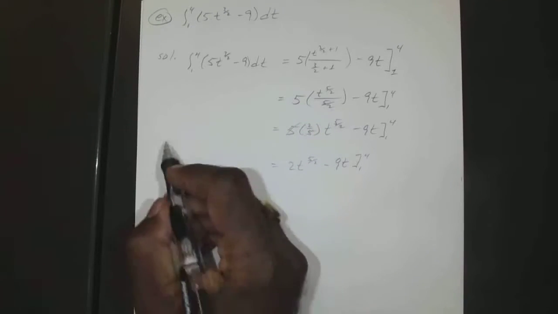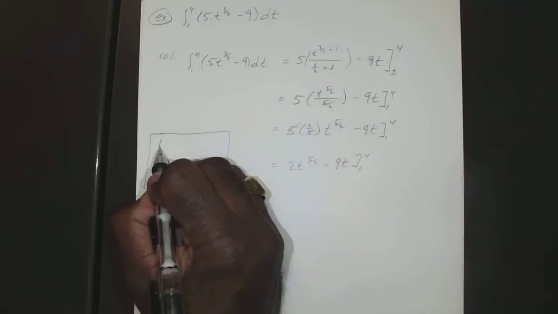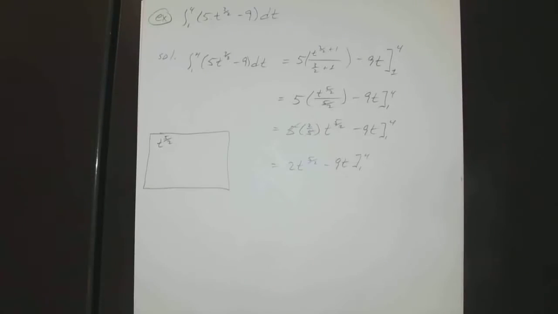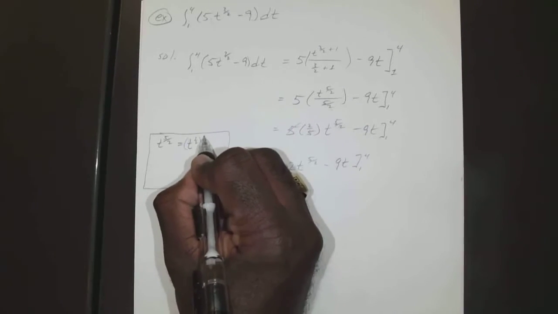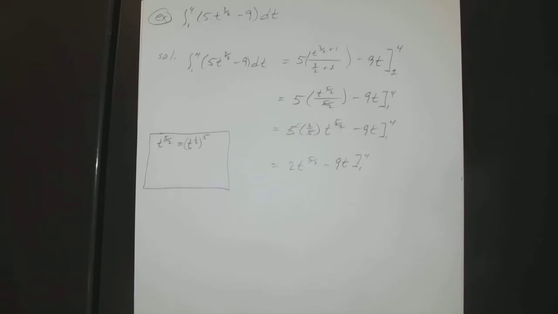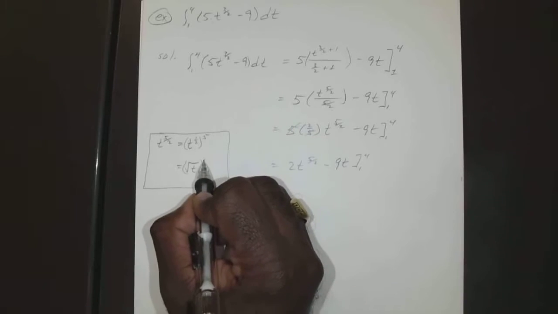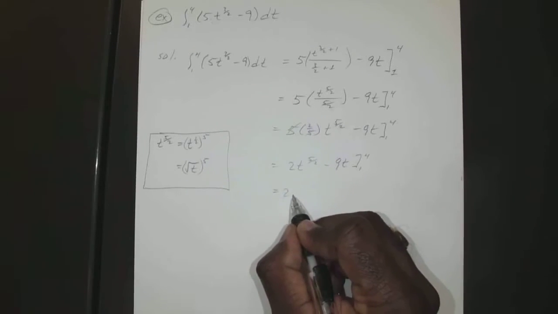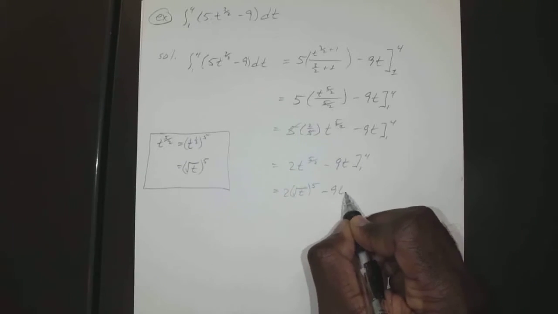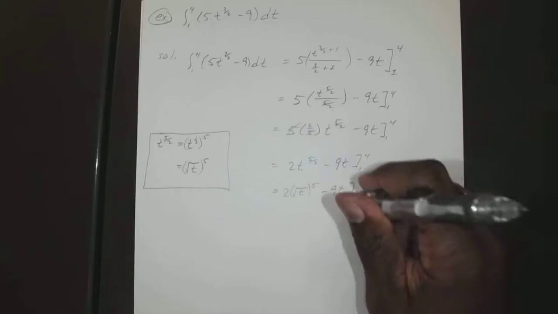Okay, now we have t to the, make a little side note here, t to the 5 over 2, remember that's just t to the 1/2 times 5, which is just square root of t to the 5th power. Okay, so you can make that 2 times square root of t to the 5th power minus 9t from 1 to 4.